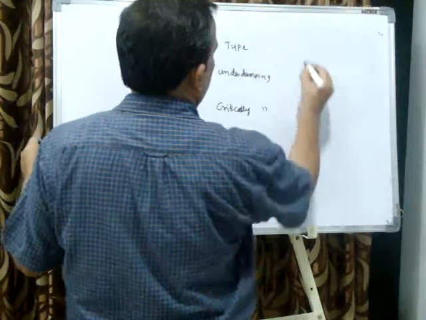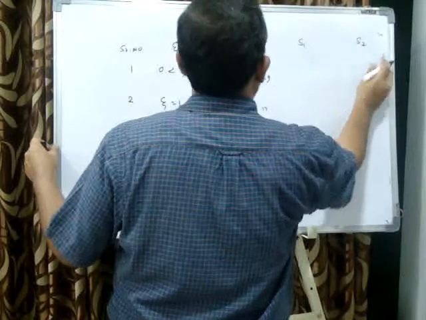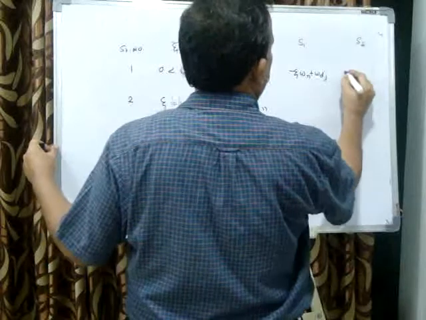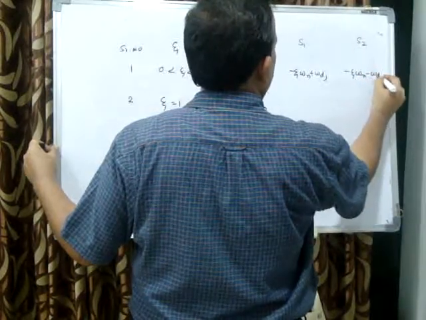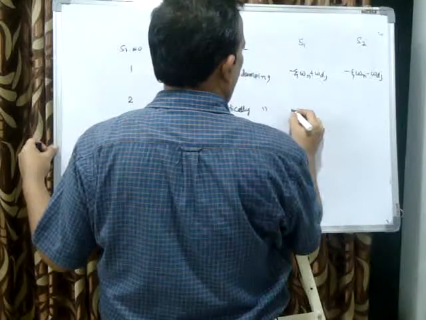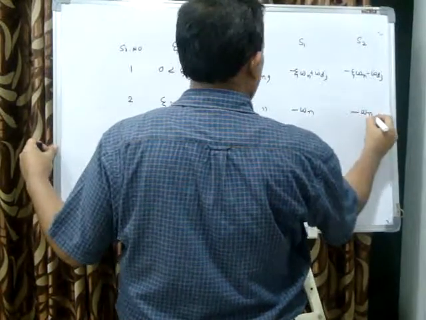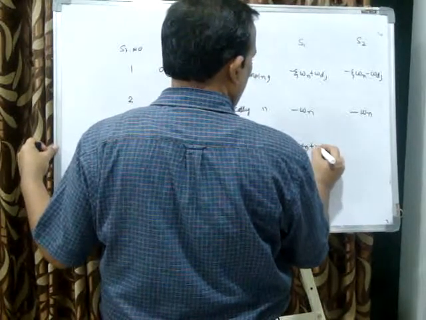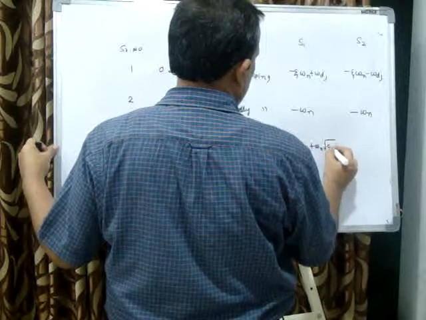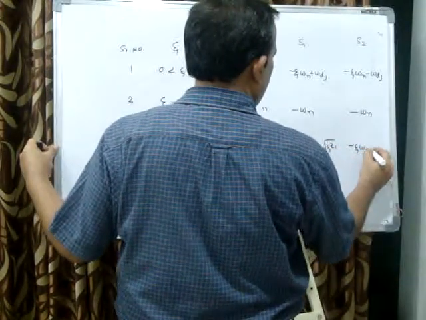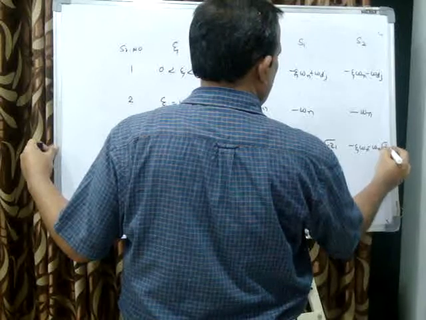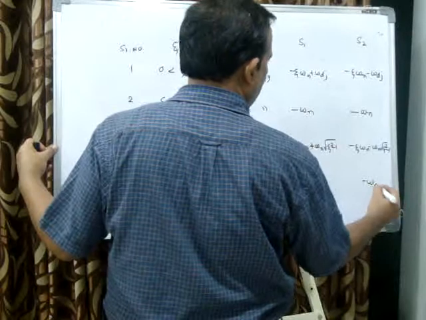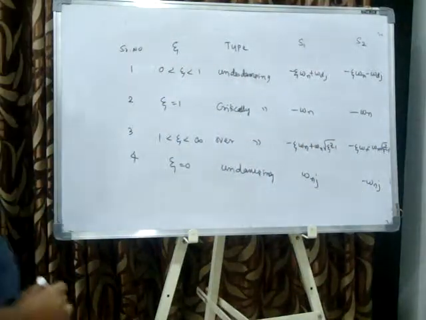And S1 and S2. In this case, S1 is minus zeta omega n plus omega d j, and here minus zeta omega n minus omega d j. For critical damping, minus omega n and minus omega n. For overdamping, minus zeta omega n plus omega n root of zeta square minus 1, and minus zeta omega n minus omega n root of zeta square minus 1. In this case, omega n j and minus omega n j.